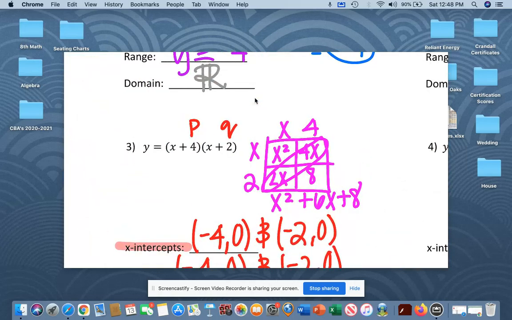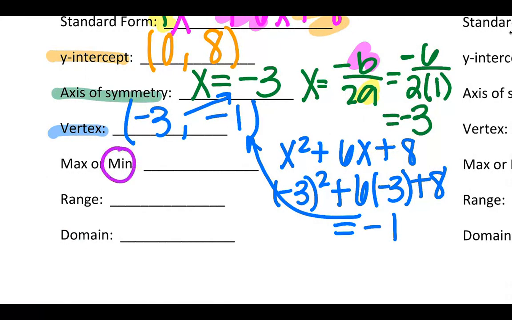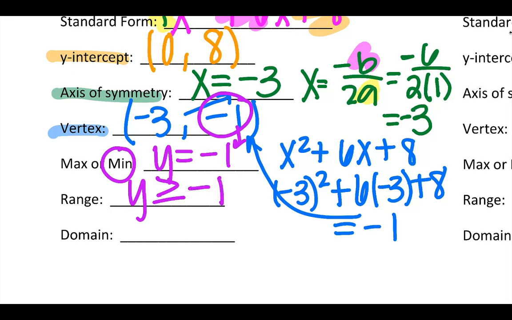I look up here. This is a positive. Okay, there's a positive in front of here. So I know that this parabola is going to be facing upwards. So I know that I have a minimum at y equals negative 1. The range, since it's a minimum, is going to be y is greater than or equal to that negative 1 value. And domain for every parabola is always all real numbers. Or again, you can always write negative infinity to positive infinity.